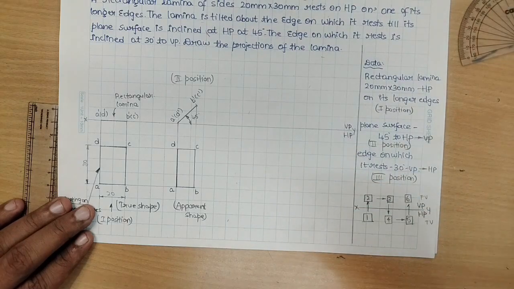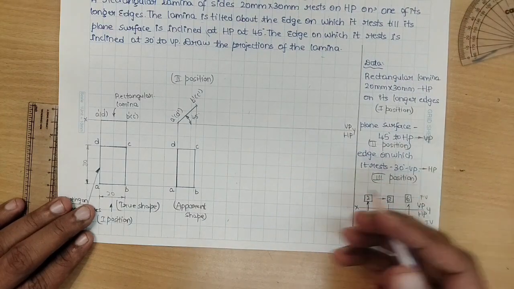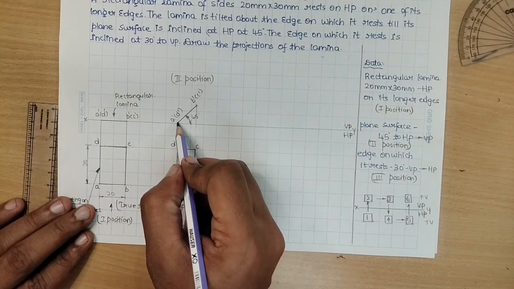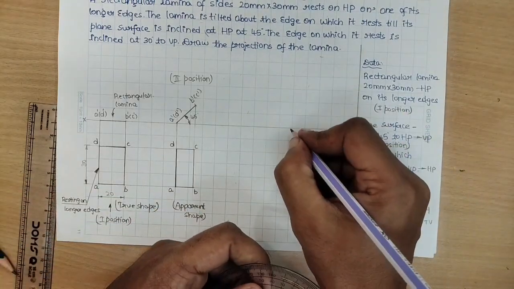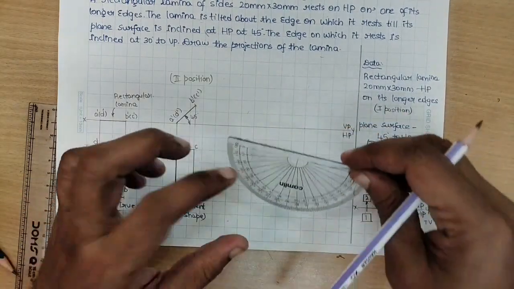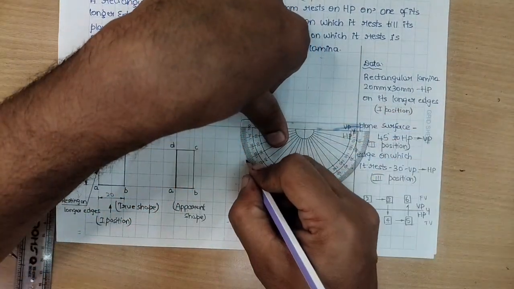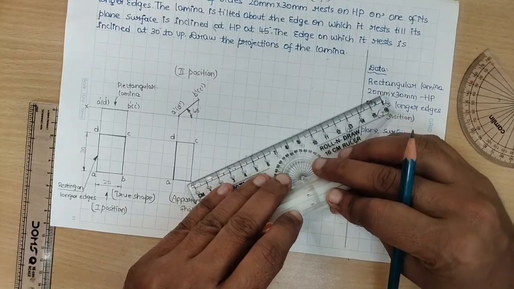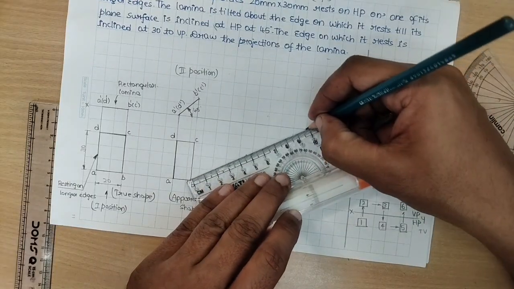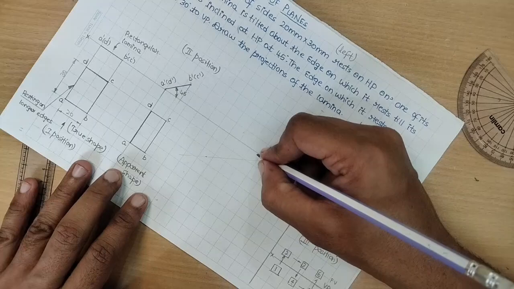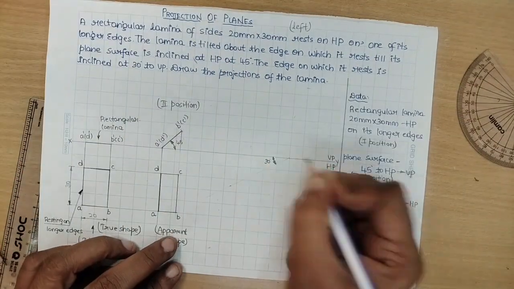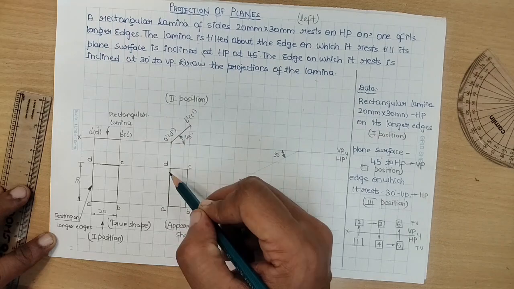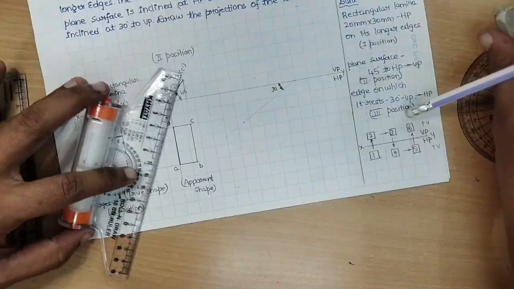But the question is, what should come on 30 degree line? Which is the resting side? Don't you think this is still the resting side here? This side, AD, should come on 30 degree line. First thing is, I will take any convenient point, mark 30 degrees. This is the resting corner and this is the resting edge.